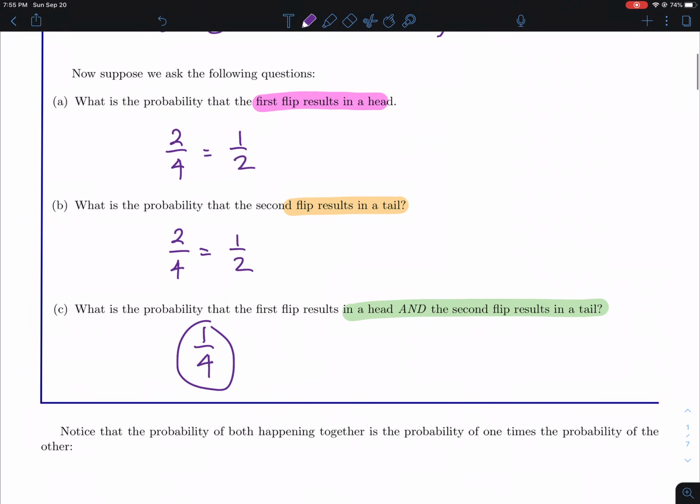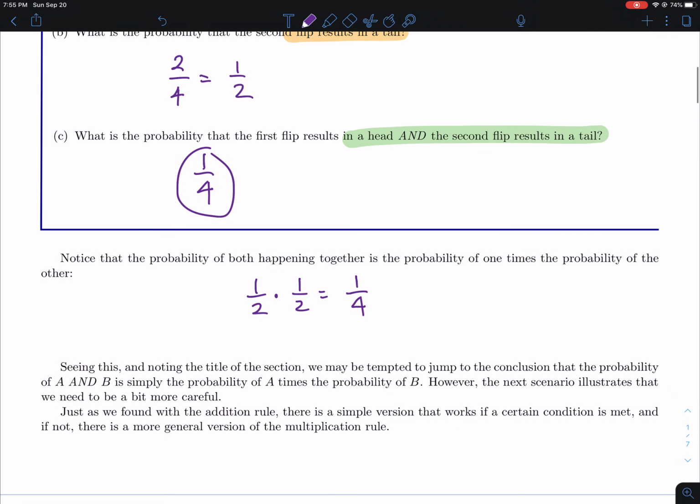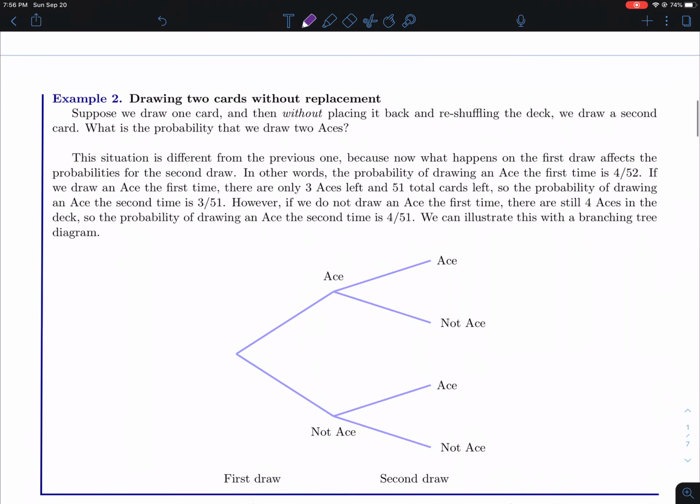But if we also notice, the probability of these individually was 1/2 for the heads times 1/2 for the tails. And if we multiply those together, that also gives us 1/4. So at this point, we may be asking the question, does this happen all the time? If I've got the probability of A and the probability of B, do I just multiply them together? And the answer is sometimes. Not all the time. Let's look at the next example so we can see why this doesn't actually work in this case, but it is on the right idea.